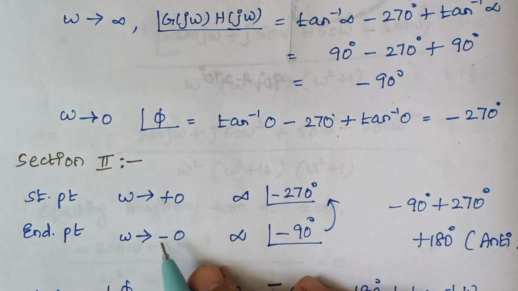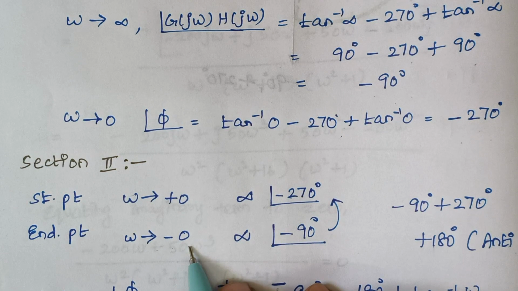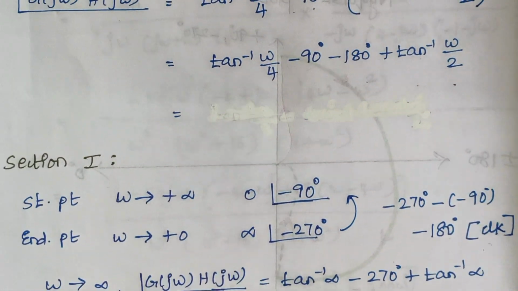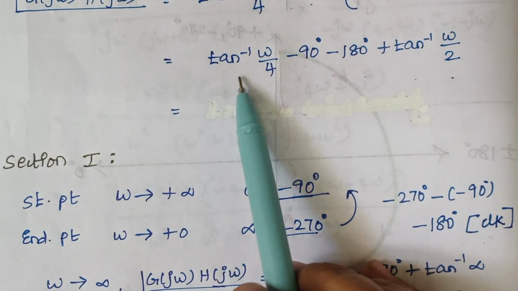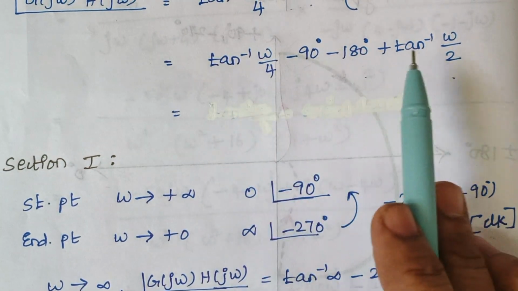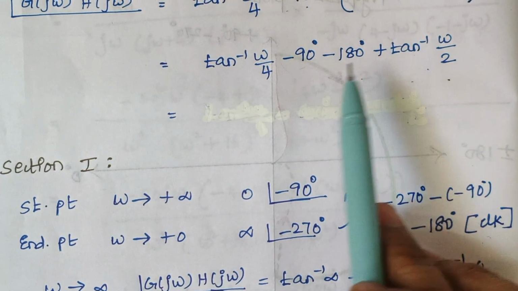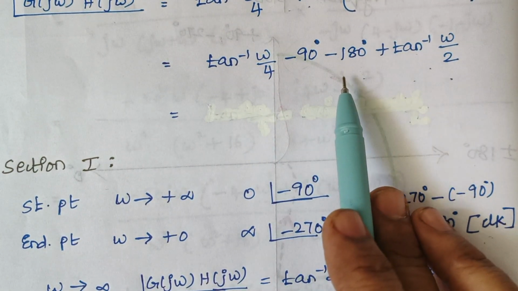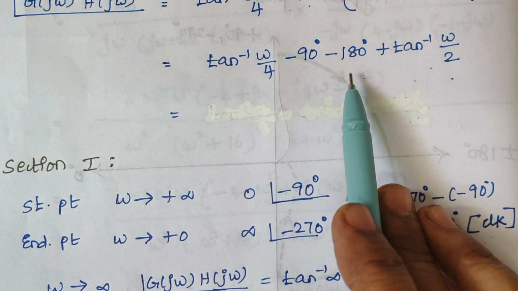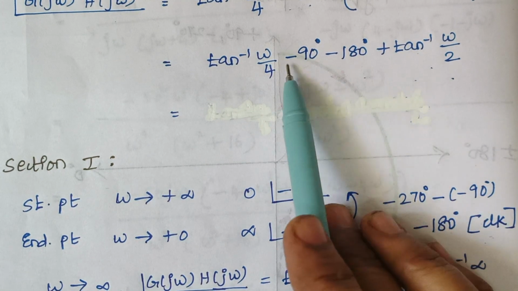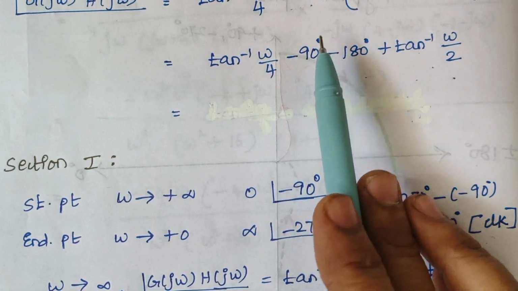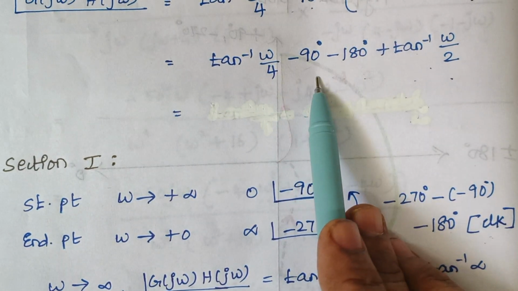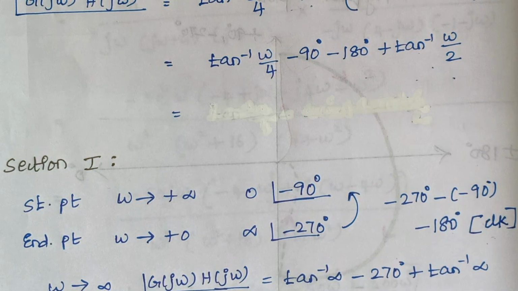And next thing, when you substitute omega as minus 0, here in the phase angle expression, anyhow when you substitute 0, this term reduces to 0 and this term reduces to 0, and the remaining things will be minus 90 minus 180. Since our Nyquist plot crosses the origin over there, this minus 90 degree we have to insert another minus sign, that is minus of minus 90, it is plus 90 degrees, right?